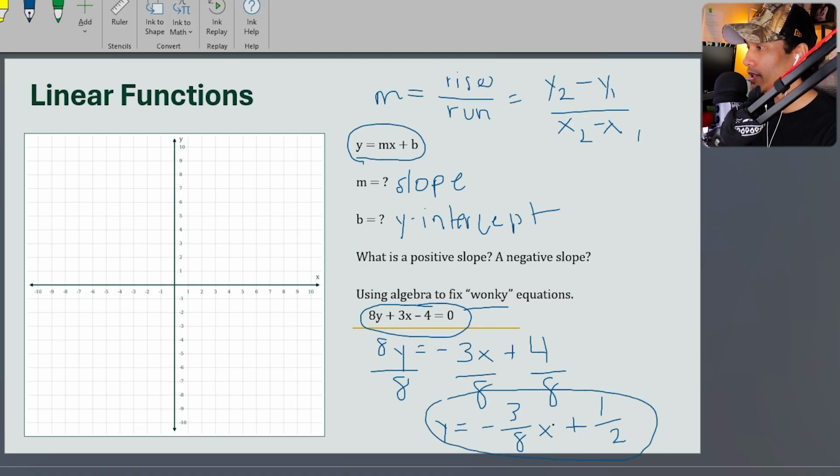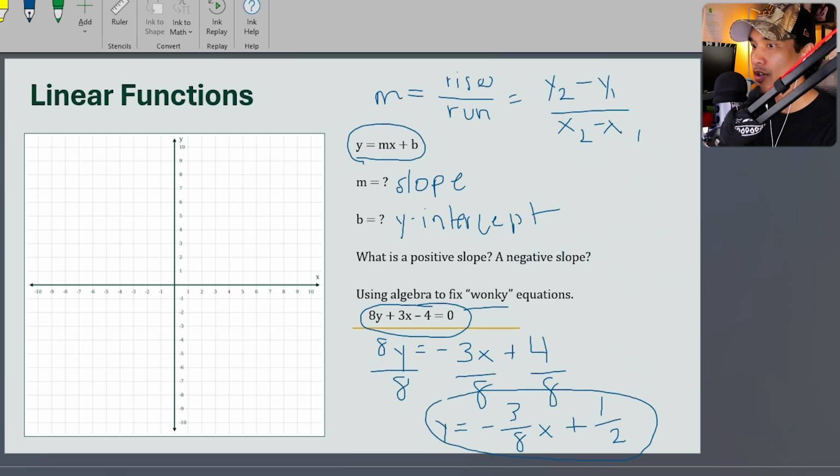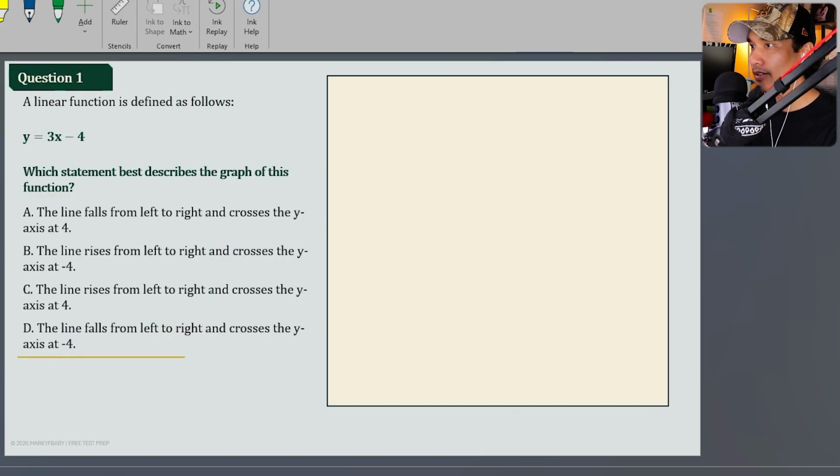Now this equation can be put on this graph, and we will go over those. So that's just a brief overview of graphing and linear functions. So let's go ahead and go to the questions.